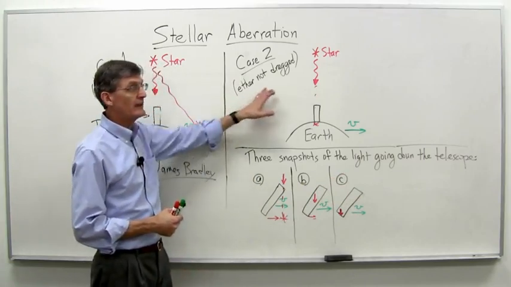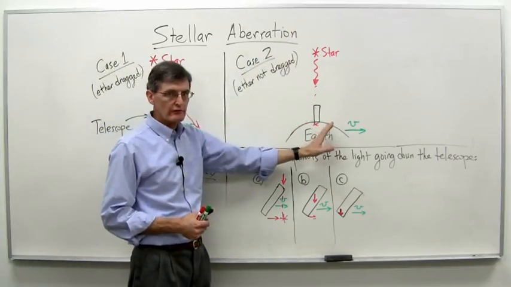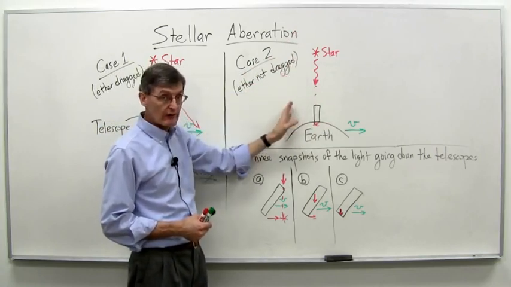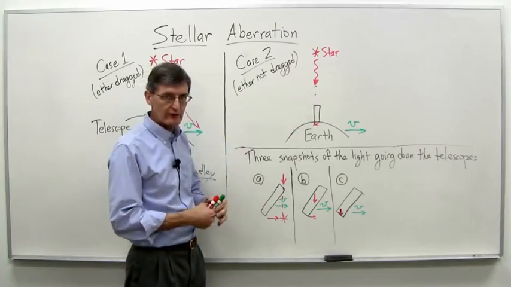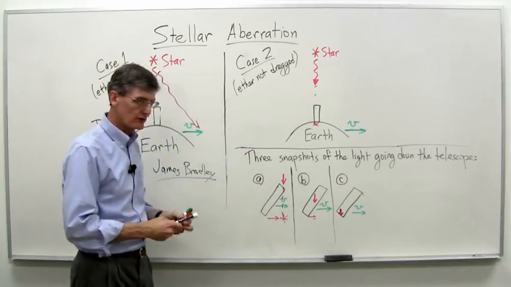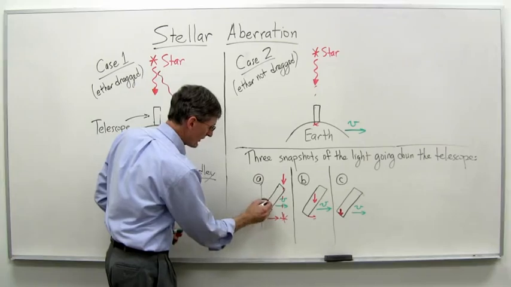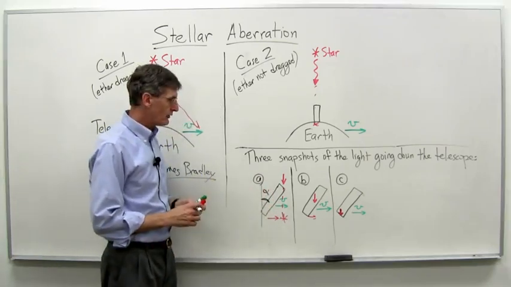So that's the idea with ether not being dragged. Again, the starlight's coming straight down because the Earth is moving, and ether is not being dragged. The starlight is not going to be shifted over. You have to shift the telescope slightly at some slight angle. So you might ask, actually, what is this angle? You can call this angle right here alpha. So that's the angle of tilt.